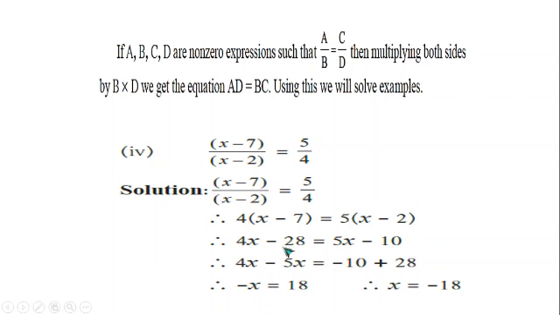When I take any number from one side to the other side, the sign has to change. So when I was taking minus 28 to the other side, it became plus 28. So 4x minus 5x becomes minus x and minus 10 plus 28 becomes 18. In this way, x is equal to minus 18.